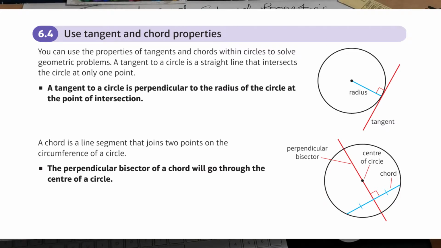A chord is a line segment that joins 2 points on the circumference of a circle, and it says the perpendicular bisector of a chord will go through the centre of the circle. I think the diagram explains that really quite nicely. Okay, I'll just give you a second just to absorb that.